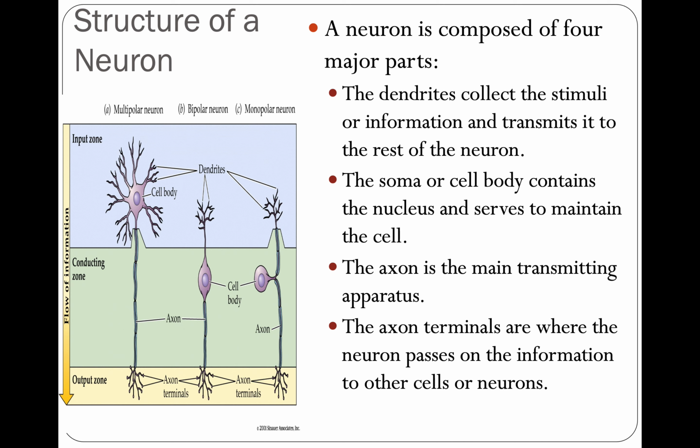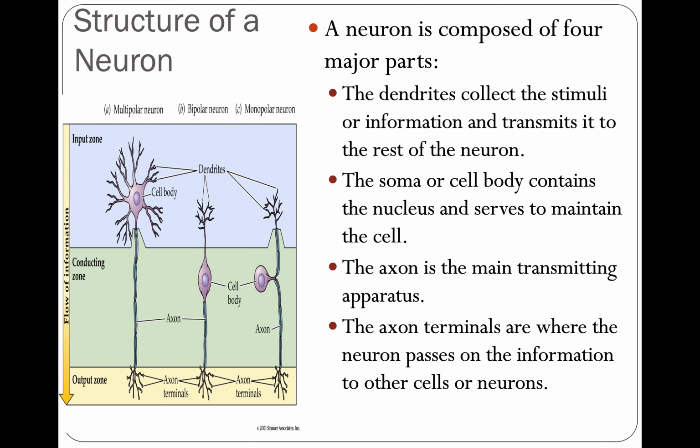A neuron is composed of four major parts. The dendrites collect the stimuli or information and transmit it to the rest of the neuron. These are the dendrites right here. That's where all the information will come in to the neuron. The soma is the body. Soma always means body. It's Latin for body. So anytime you hear soma or somatic, it has to do with body.